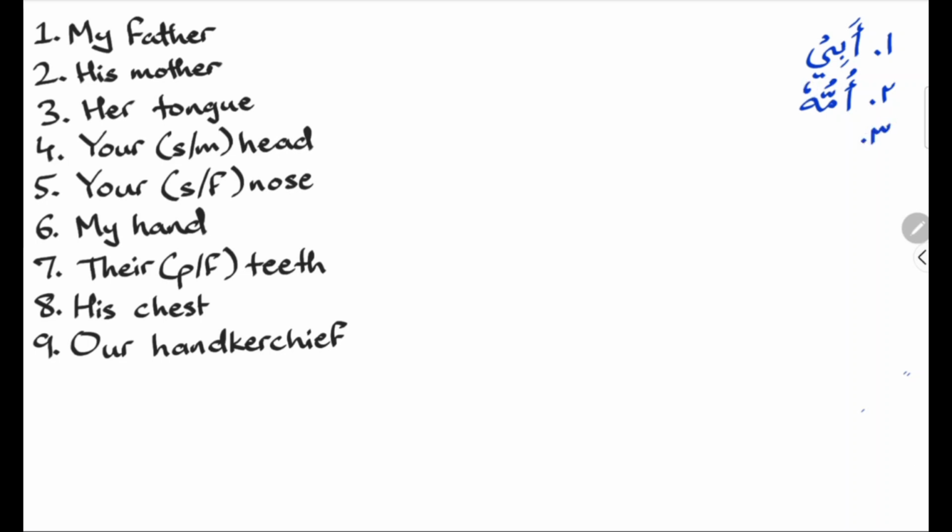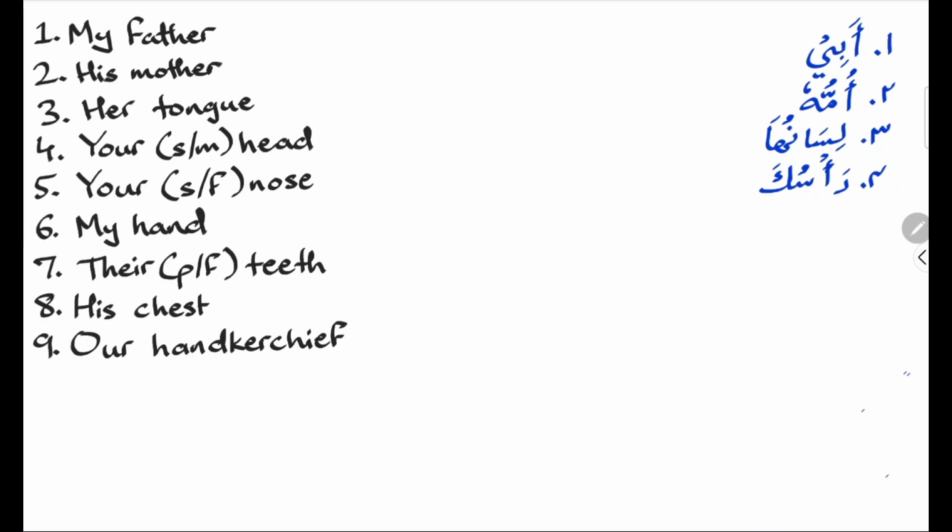Number 3 is her tongue. Tongue in Arabic is lisan. Her in Arabic is ha. So lisanuha. Lisanuha is her tongue. Number 4, your singular male head. Head in Arabic is ra'sun. And you singular male, the attached pronoun for you singular male is ka. So you get ra'suka. Just add a ra's to the ka and you get ra'suka.